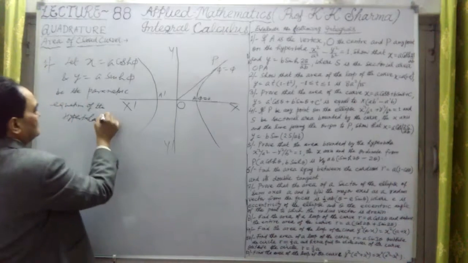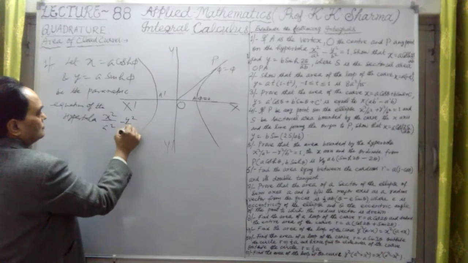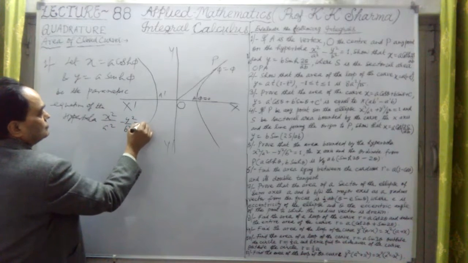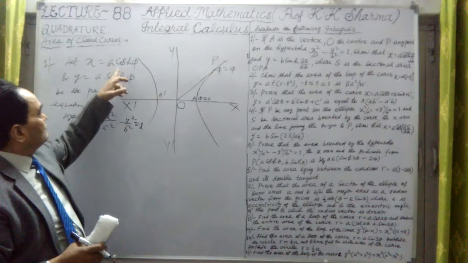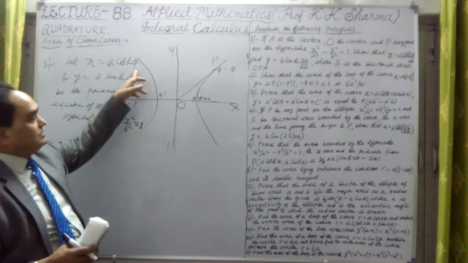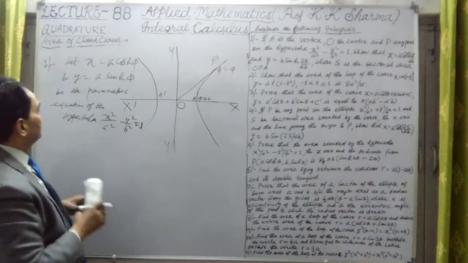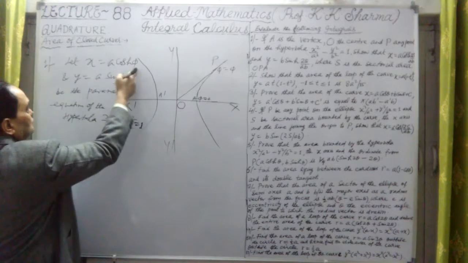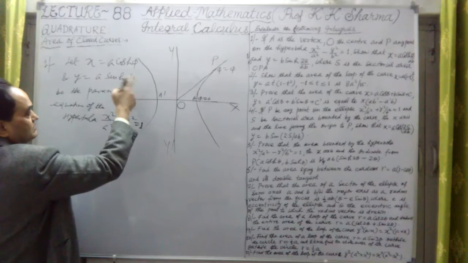The hyperbola is given here: x square upon a square minus y square upon b square is equal to 1. Now we have to find dx upon d phi, so here we will take phi in place of t. What is the formula here? So that x equal to a cos hyperbolic phi and y equal to a sin hyperbolic phi, here the parametric form, here phi.